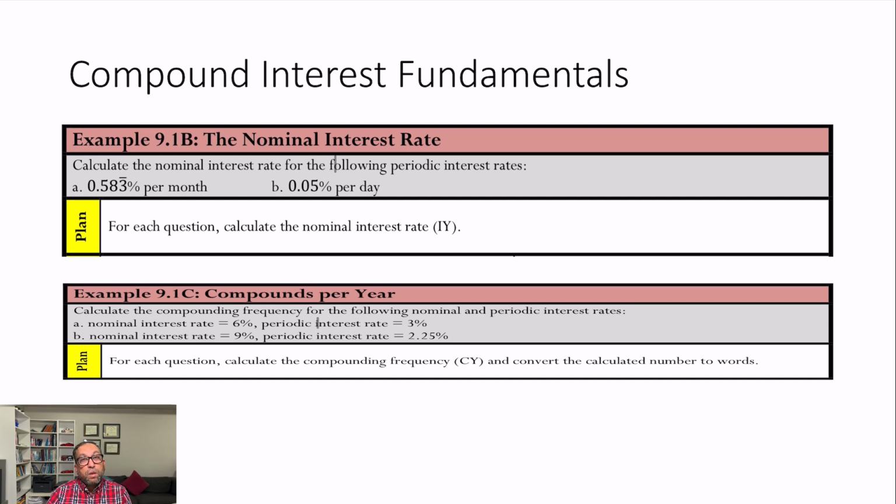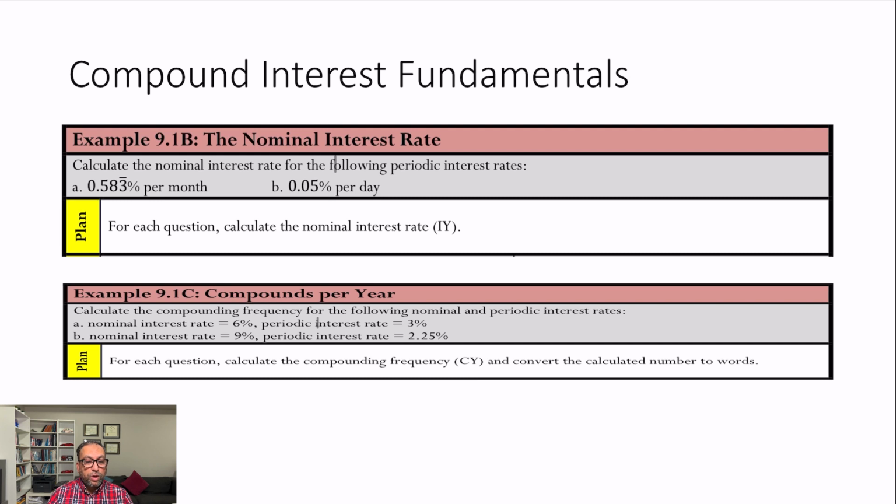It can be 12. It can be 2. It can be 4. So it varies. It depends. So let's start and see here a question. Calculate the nominal interest rate for the following periodic interest rates. So it's a 0.583% per month and 0.05% per day.